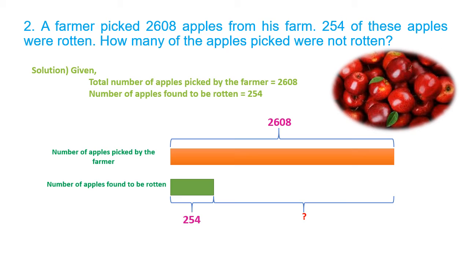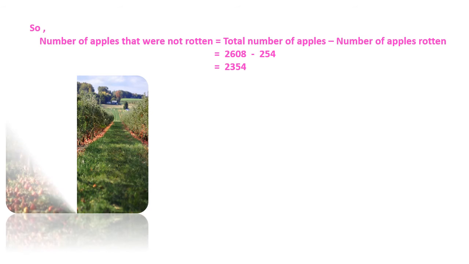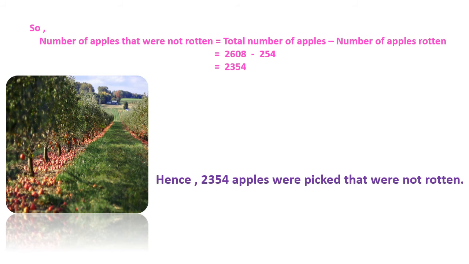And for this we have to subtract. So the number of apples that were not rotten is equal to the total number of apples minus the number of apples rotten, which is 2608 minus 254. The answer is 2354. Hence, 2354 apples were picked that were not rotten.